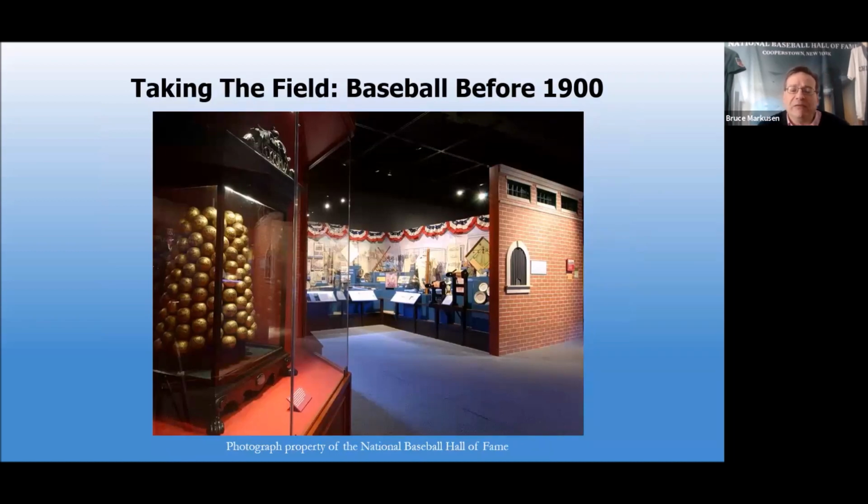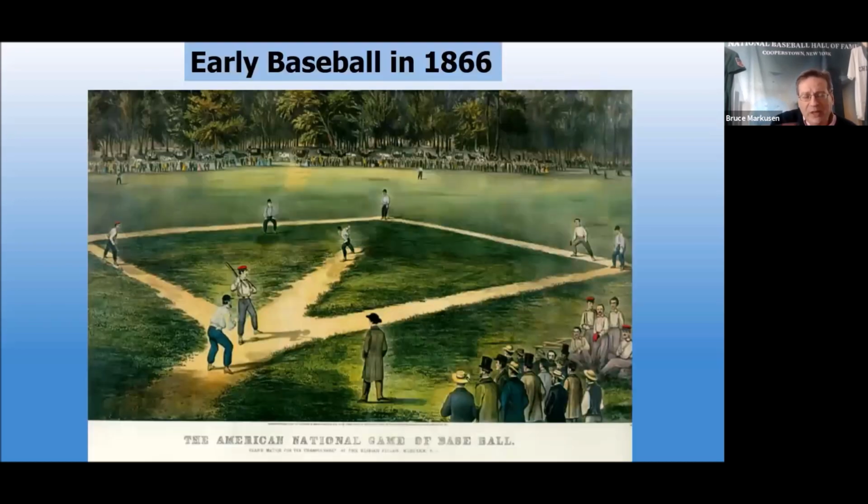If we head up to the second floor of the museum, we have this exhibit. It's called Taking the Field, Baseball Before 1900. This looks at the origins of baseball, how the game got started. We believe the game goes back to the 1790s. So it actually began here in America in the 18th century, but it was not until the 19th century that the game really started to take a toehold in American culture, started to become very popular. And during the 1800s, the game went through a tremendous evolution, many, many changes.